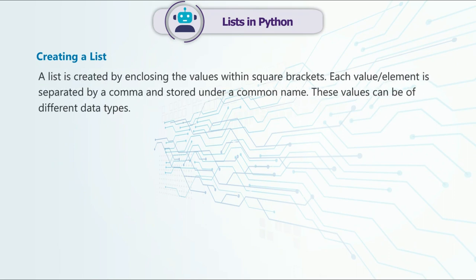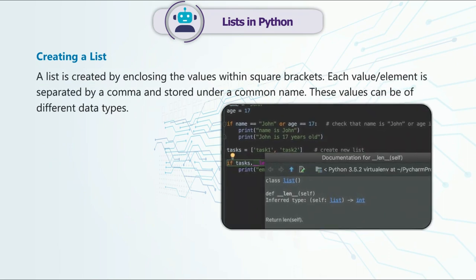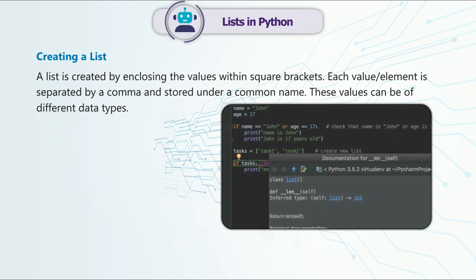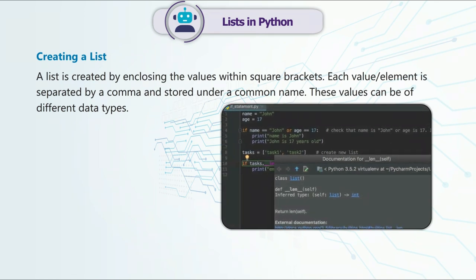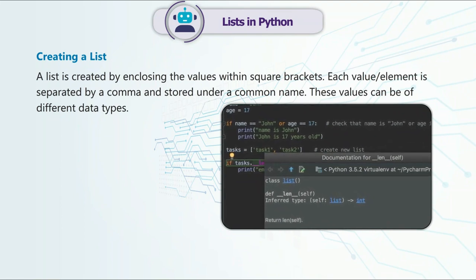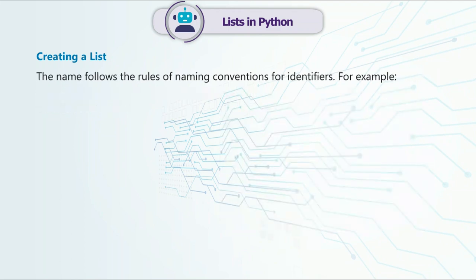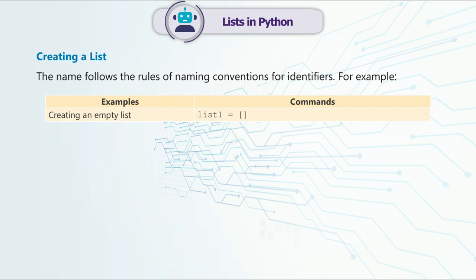Creating a list. A list is created by enclosing the values within square brackets. Each value or element is separated by a comma and stored under a common name. These values can be of different data types. The name follows the rules of naming conventions for identifiers. For example, examples, commands.